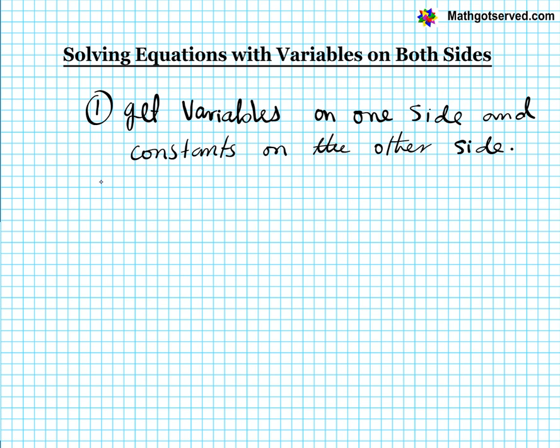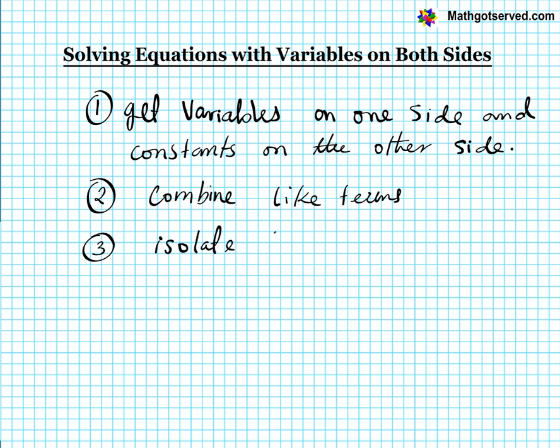So if I have variables on one side and constants on the other side, all I have to do next is combine like terms, if they're not already combined. And finally, I'll just isolate the variable. Whatever the constant is in front of the variable, that's what I'll use to isolate the variable. The most complicated part of this whole process is step one, getting the variables on one side and the constants on the other side, because there's a lot of sign flippage going on that you have to keep in mind.